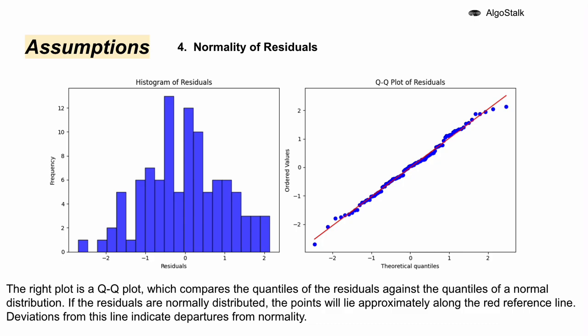The right plot is a QQ plot, which compares the quantiles of the residuals against the quantiles of a normal distribution. If the residuals are normally distributed, the points will lie approximately along the red reference line. Deviations from this line indicate departures from normality.